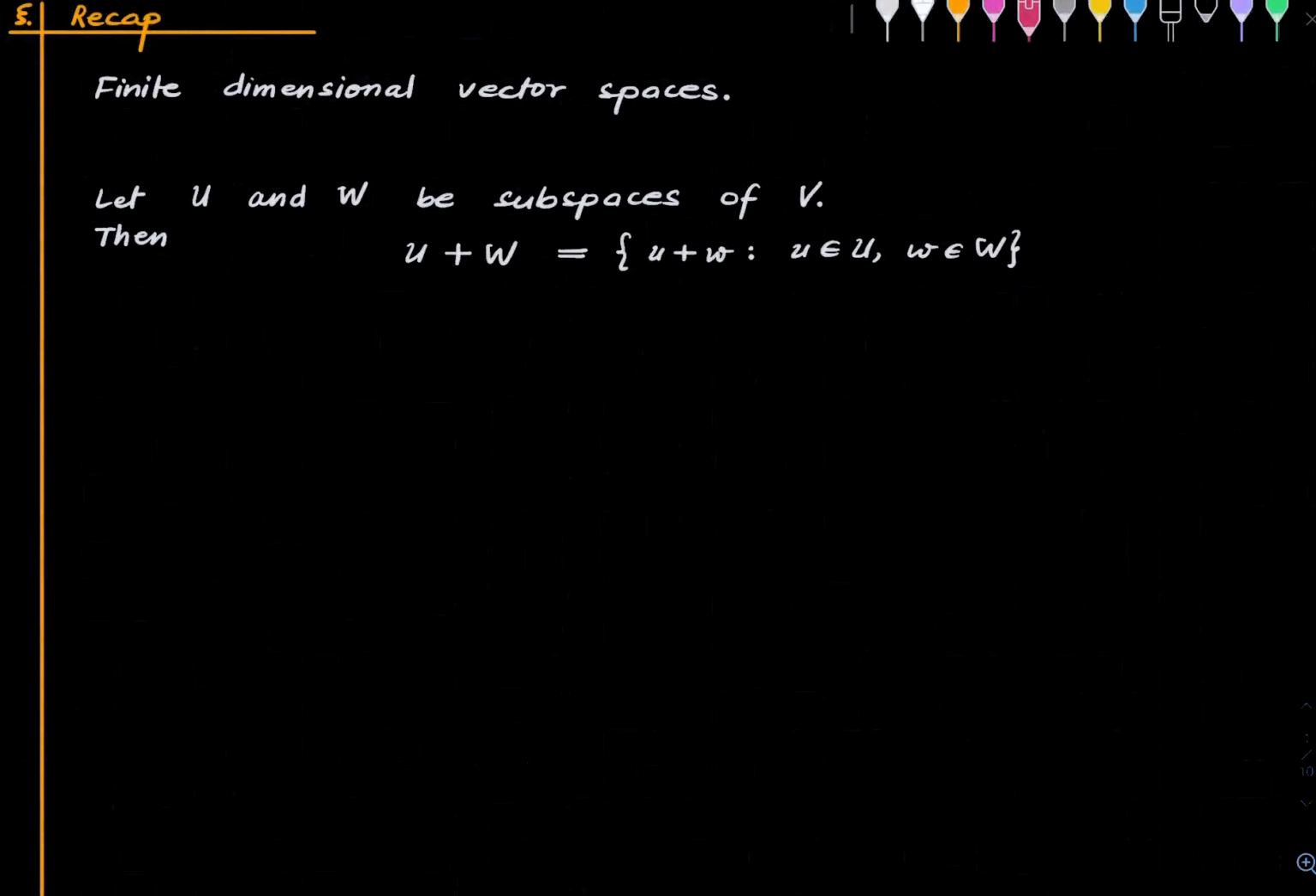Welcome to this lecture series in linear algebra. In this lecture, we'll look at the notion of direct sum of two vector spaces. We will look at both the internal and the external direct sum. We'll come to that. But what we need to know broadly is the notion of finite dimensional vector spaces.